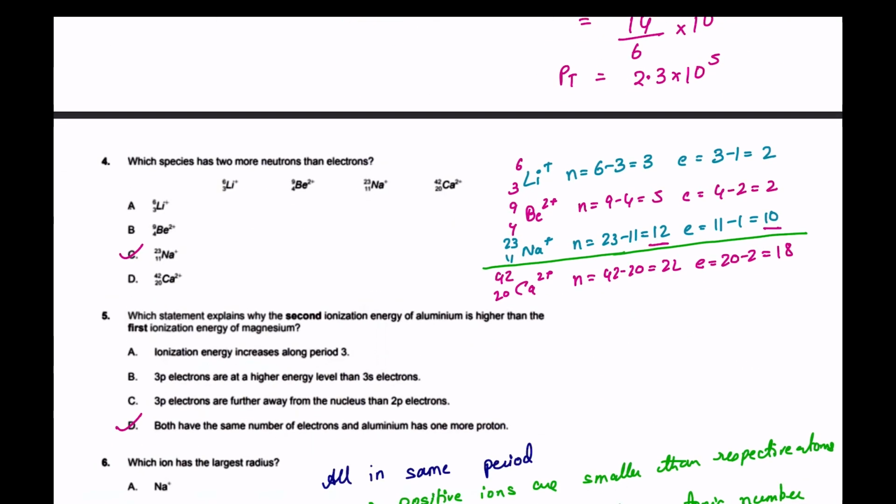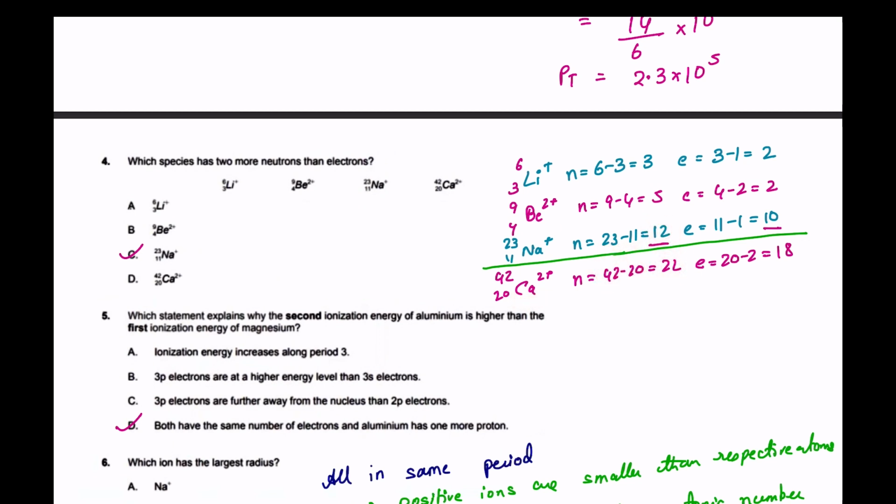Moving on to question 4, which species has 2 more neutrons than electrons? This is pretty much a simple question. Firstly, we need to find the number of neutrons. How do you find the number of neutrons? You subtract the atomic number from the mass number. So you get 6 minus 3, that is 3. So lithium plus has 3 neutrons. Be2 plus has 9 minus 4, 5 neutrons. Na plus has 23 minus 11, 12 neutrons. And calcium has 42 minus 20, that is 22 neutrons.